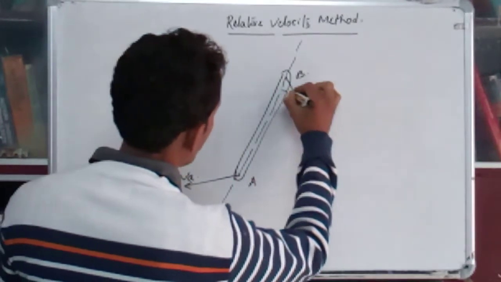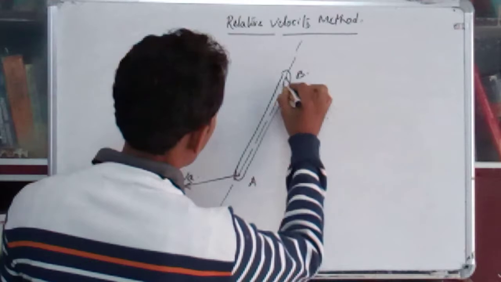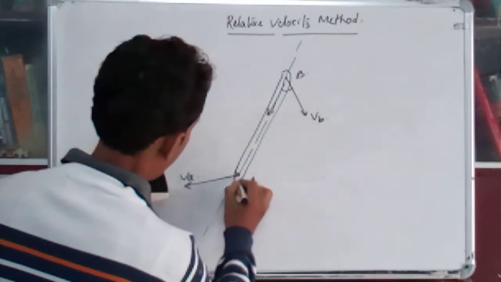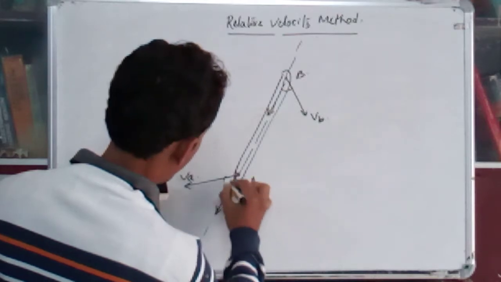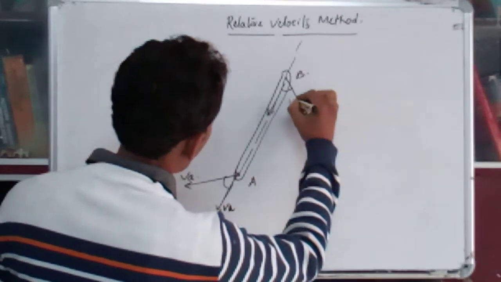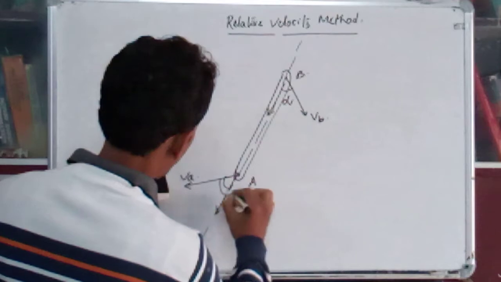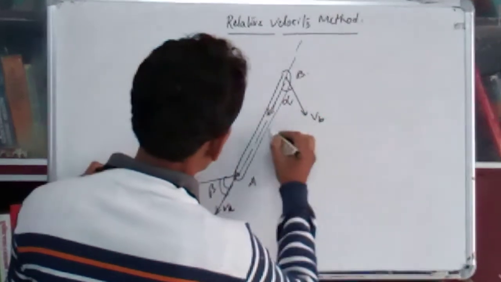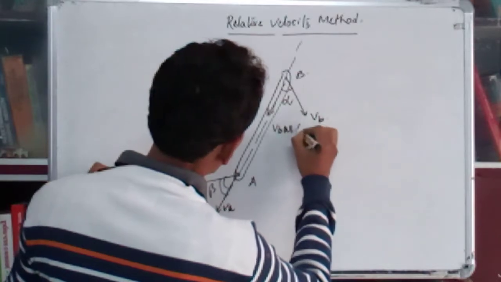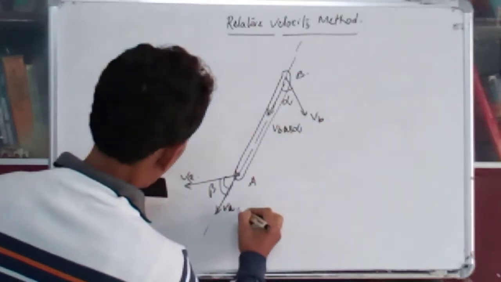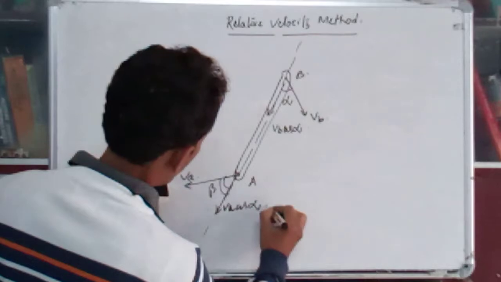So we take that component, that is VA. If you consider this makes an angle alpha and that angle is beta, we can say that it is VB cos alpha and VA cos alpha.